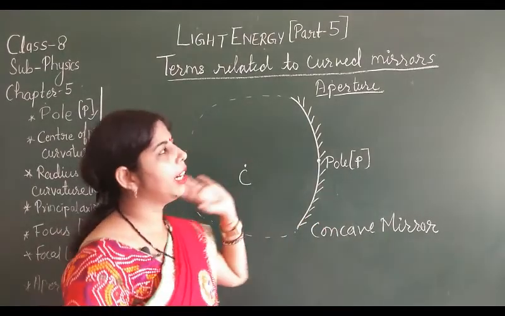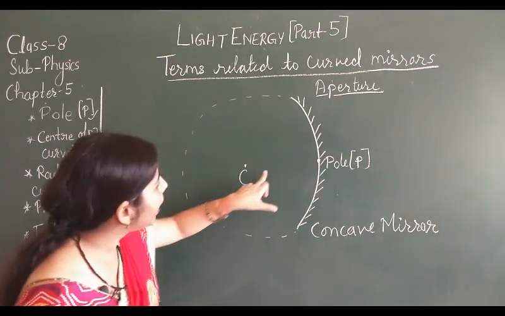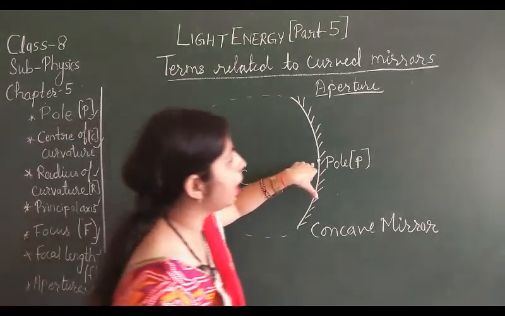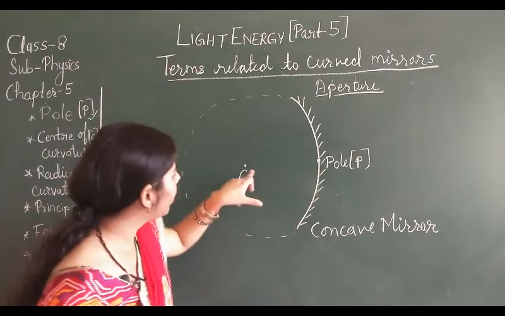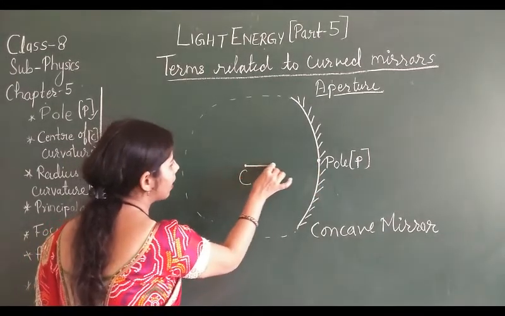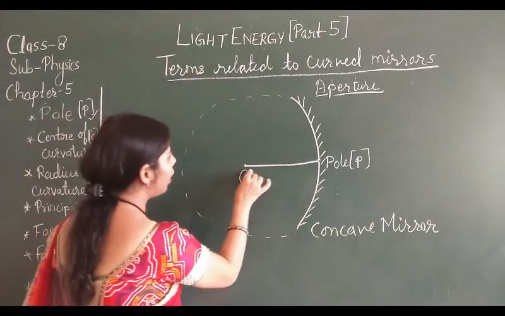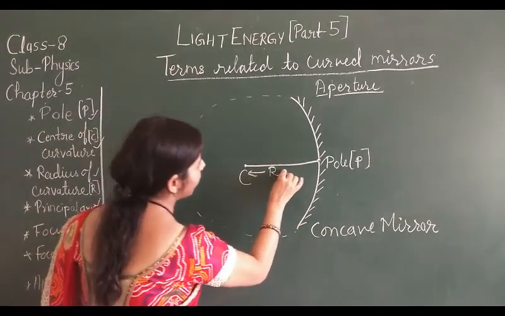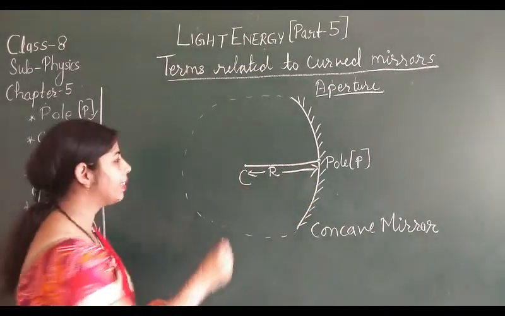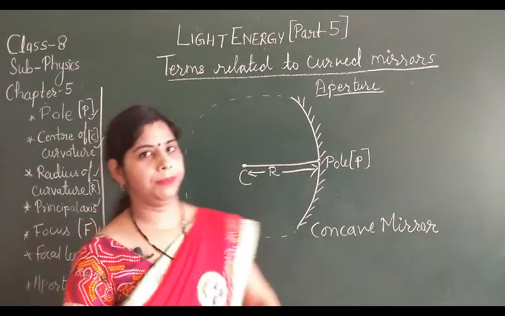So what is radius of curvature? It is the distance between the center of curvature to the pole. The distance between the center of curvature to the pole is known as radius of curvature. That means here it is the radius of curvature, which is denoted by capital R. And what is this? It is the distance between C to P.